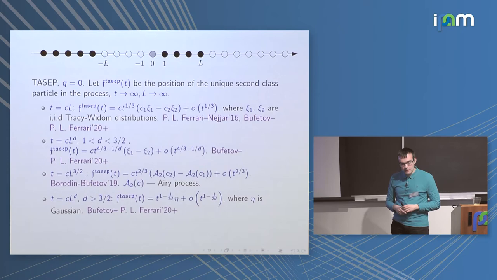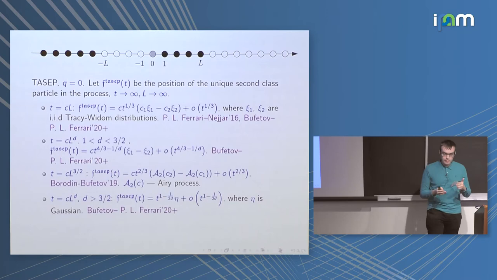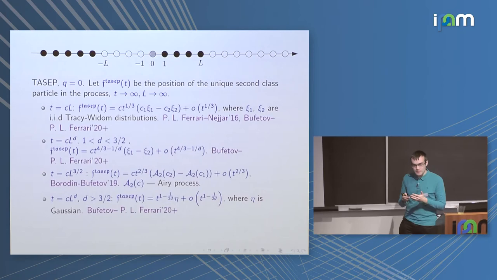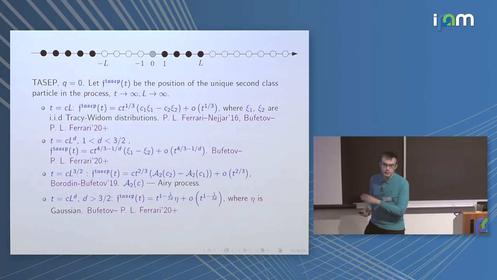No, but this is like randomness. The position of the second class particle is random. Typically, if we have just one characteristic going, then it follows this characteristic. But in all these situations, the second class particle always has a choice of which characteristic to follow. That's what produces all these effects. These distributions, like the difference of Tracy-Widom distributions, describe with what distribution it chooses one of the available characteristics.